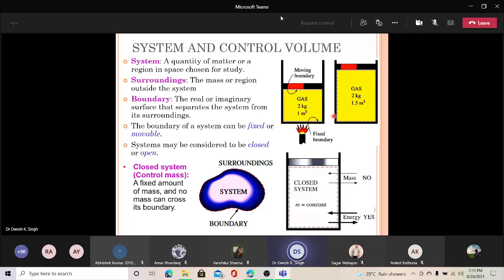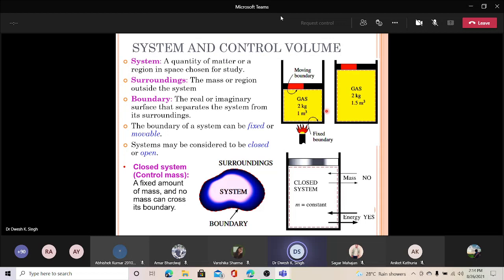The boundary of a system can be fixed or movable. I am taking one example: a piston and cylinder. All of you are aware now of what a piston and cylinder are? Yes, sir. The piston and cylinder are basically utilized in the automobile sector. There, the boundary is in motion. And one glass of water is a fixed boundary. So that is an example of fixed and movable; your boundary can be fixed or movable.